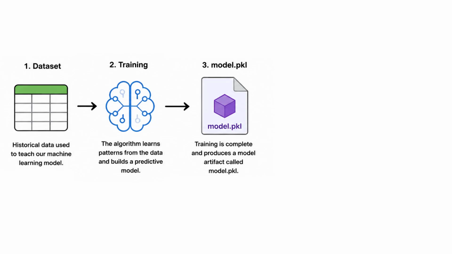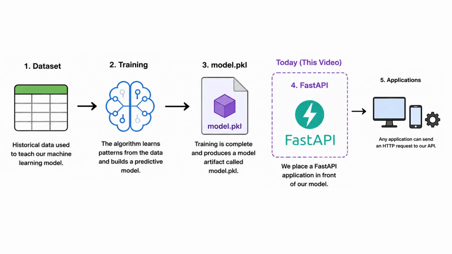But right now, there is one limitation. The only way to use this model is by running a Python script manually. In today's video, we are going to solve that problem by placing a FastAPI application in front of our model. Instead of executing Python scripts directly, any application can send an HTTP request to our API. The API will load the trained model, generate a prediction and send the response back. And this is the first step towards turning our machine learning model into a production-ready application.